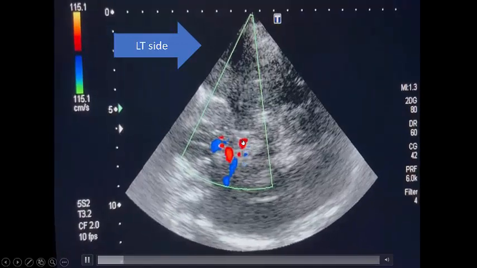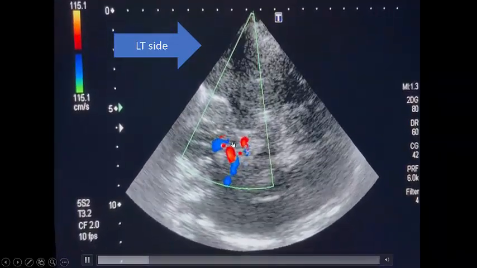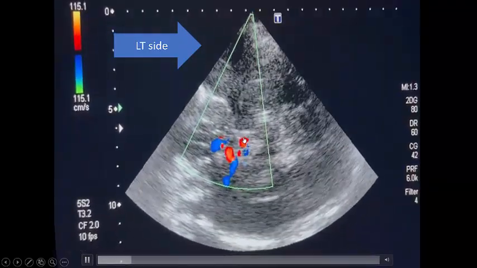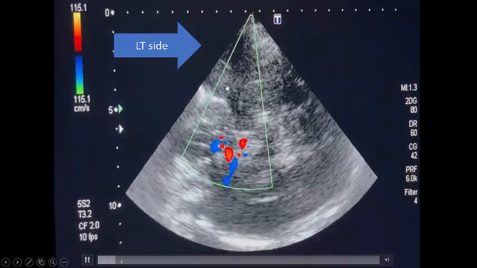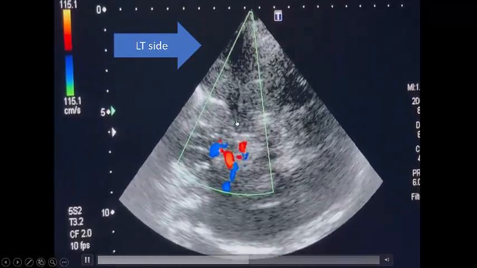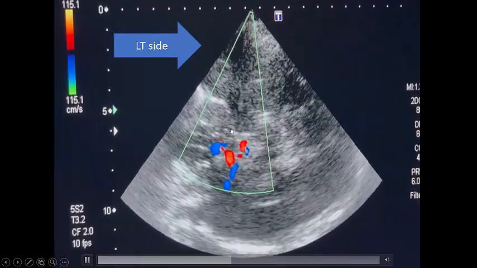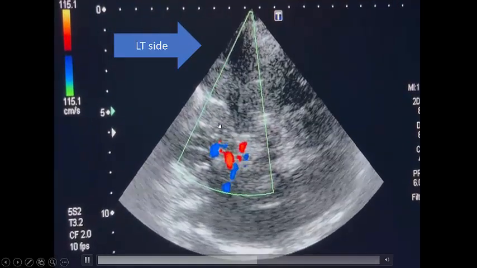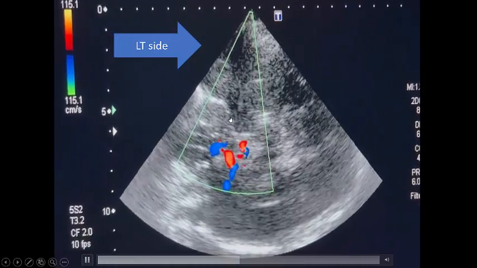So the only vessel which I can see in this TCCD in the temporal window is the left posterior cerebral artery, but I didn't see any left anterior cerebral artery or middle cerebral artery. I didn't see any flow in the anterior circulation in the left side, left anterior cerebral artery and left middle cerebral artery.